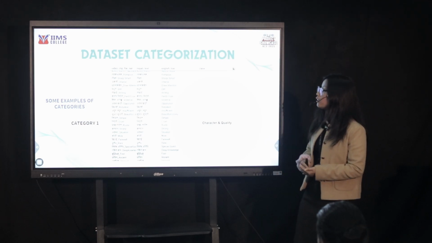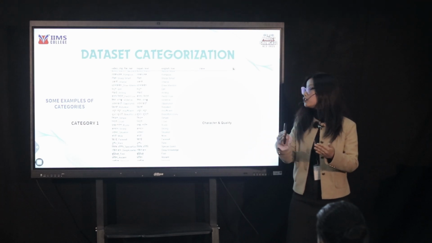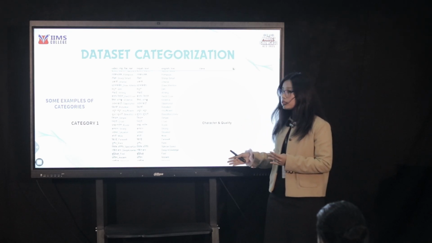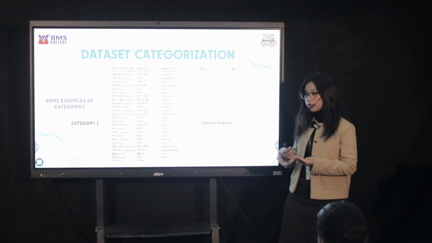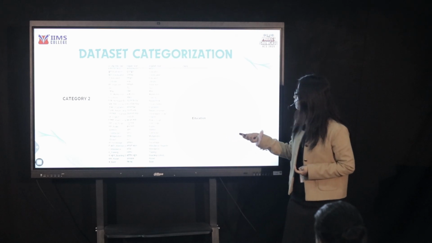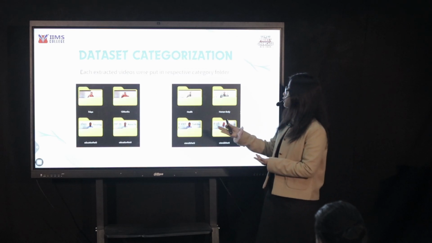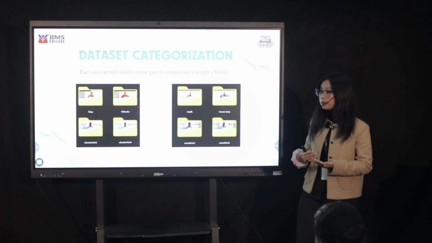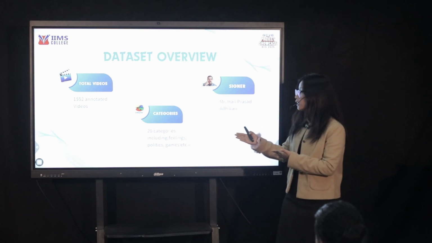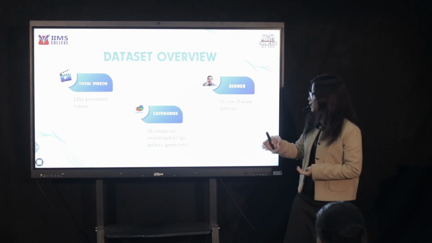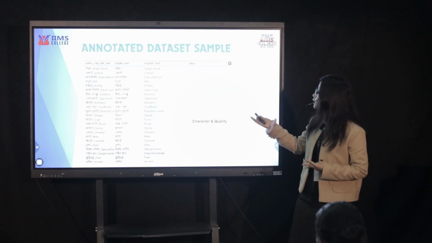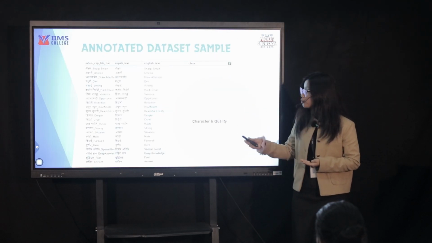And now, as we had a lot of videos, each video was categorized into different categories. This was not done by us manually, but because the videos were already categorized into different words, it was pretty easy for us. This is another category called education. Each extracted video was put into its respective category folder so that it would be easy for us to annotate. Now, looking at the overview, we had over 1,552 unique annotated videos, 26 categories, and our main signer was Mr. Hari Prasad Adhikari. This is an example of our annotated dataset sample, which was done in an Excel sheet.